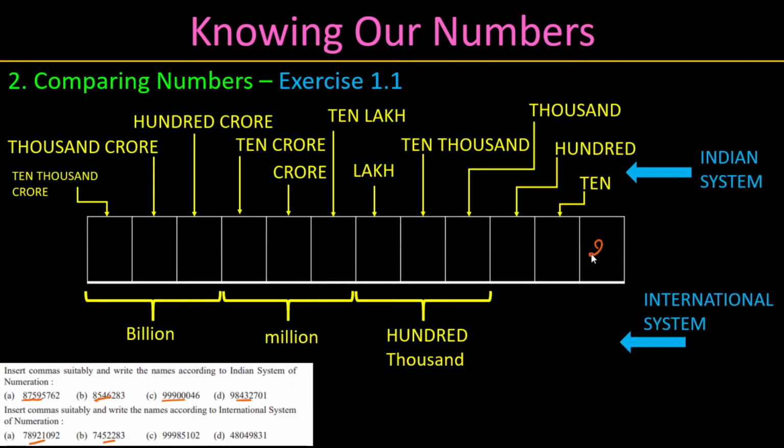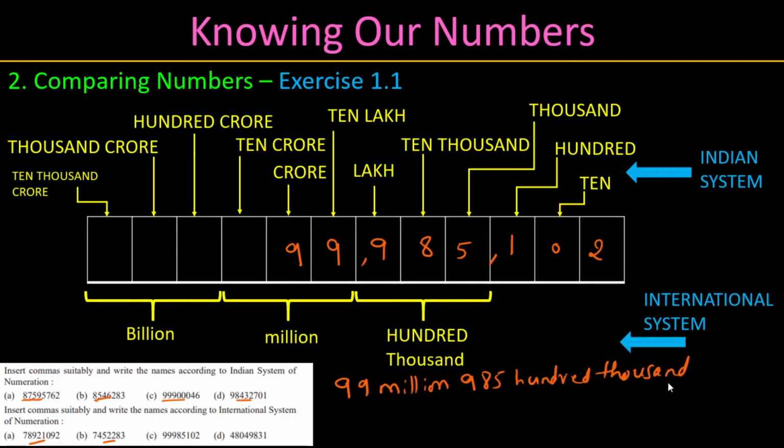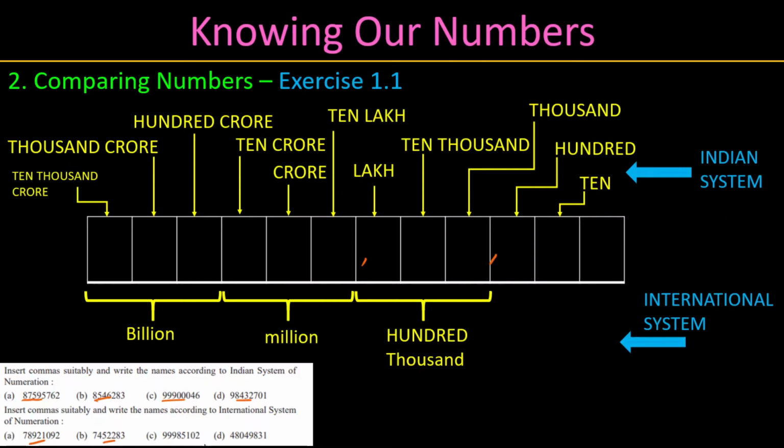Next, go to this one, 2 0 1 5 8 9 9 9. Let me put a comma after every 3 digits. Okay, this is 99,985,102. That's it. Okay, this is done. Let me take another one.